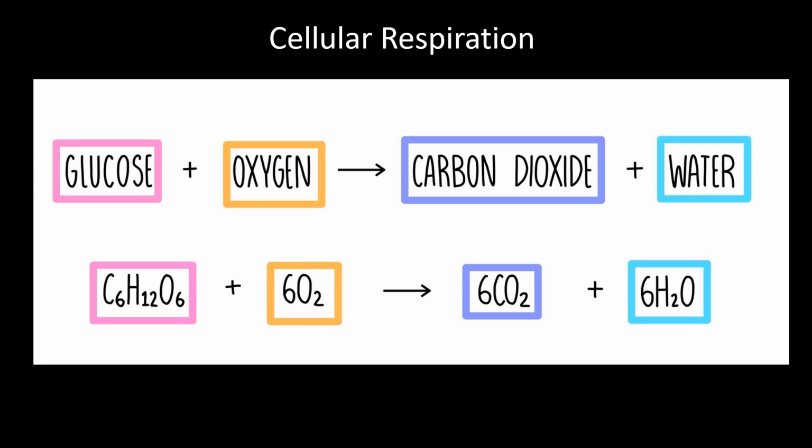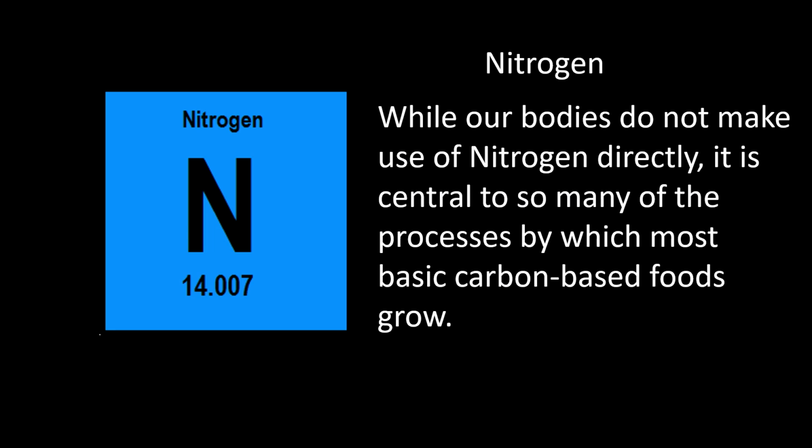This is a diagram of cellular respiration. Glucose plus oxygen equals carbon dioxide and water. But what about nitrogen? It is made in stars through the fusion of carbon and hydrogen.